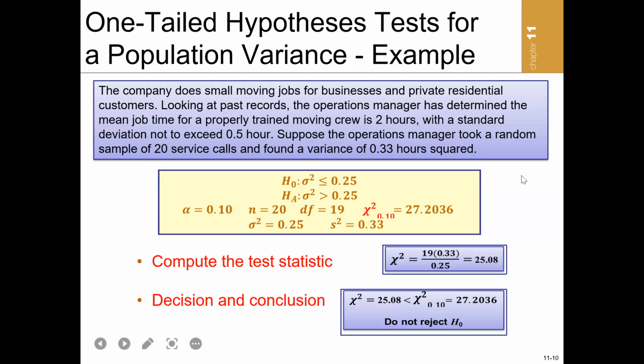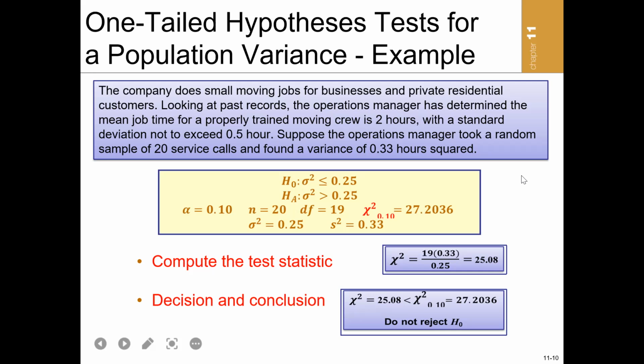Now, the question says, let's take it again. The question says that looking at past records, the operations manager has determined that the mean job time for a properly trained crew is 2 hours. Okay, so sorry, this is not a claim, it's a standard. The reason being that the manager has looked at past records, and that is what has been happening all these years. It is rather a standard, not a claim. Sorry about my earlier assertion.